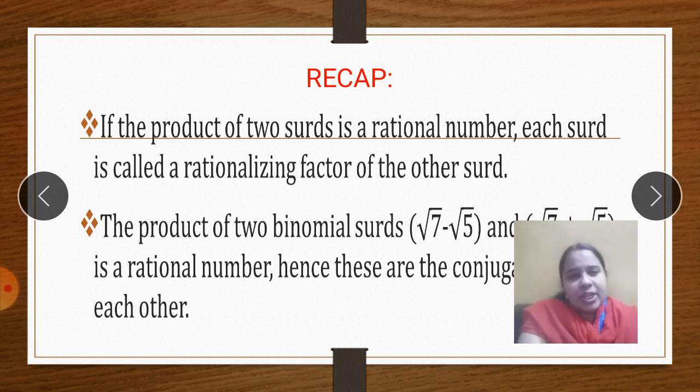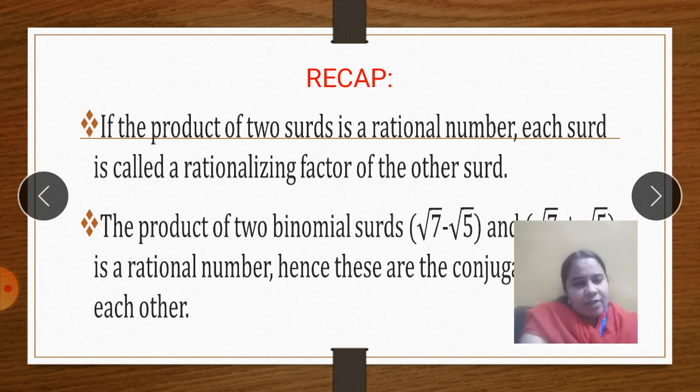So, if I want to give you an example, root 5. What should be the rationalizing factor of it? Root 5 again. Why? Because the product of those two surds will give me a rational number. Root 5 into root 5 is what? Square root of 25, which is 5. A rational number. Then each surd is called a rationalizing factor of the other. I hope you recollected what we have done in the previous session.